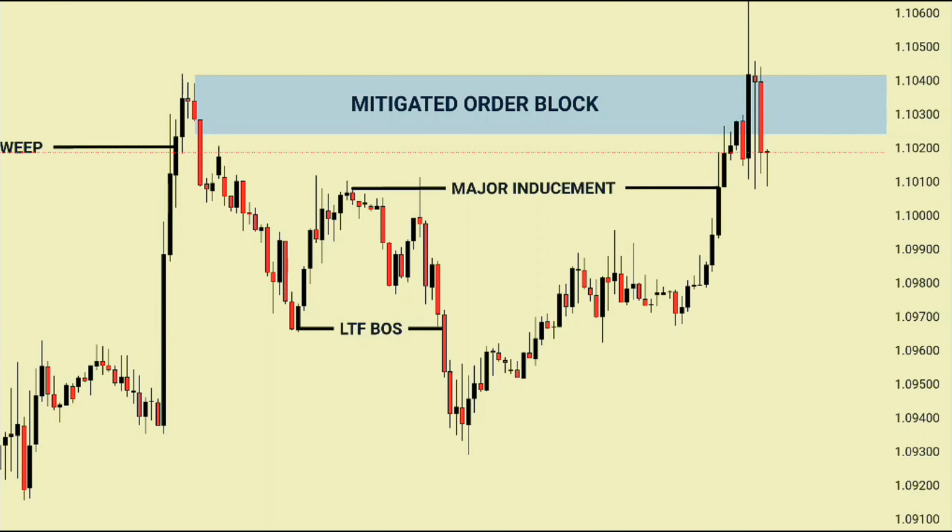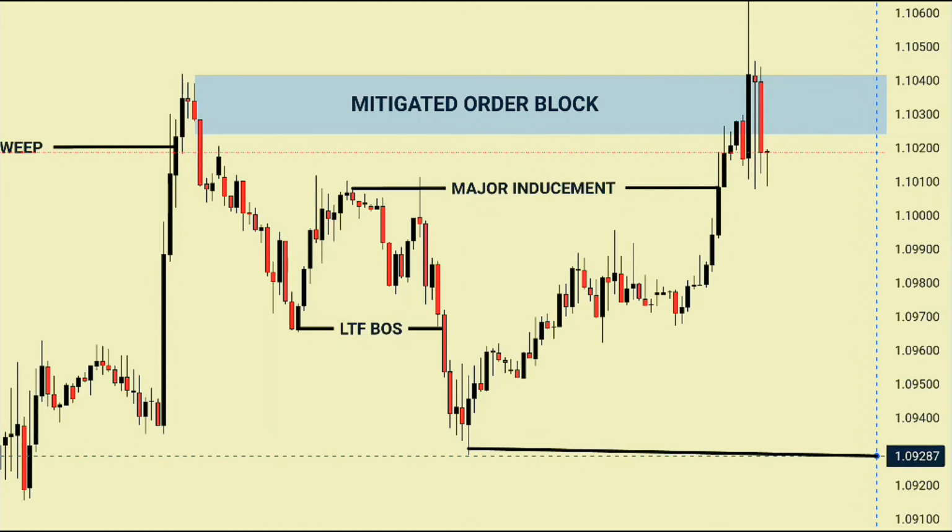During this inducement, retail traders place buy orders and keep their stop losses below recent lows. That creates sell-side liquidity. Smart money uses this liquidity to finish distributing positions. Once enough traders are trapped, price no longer needs to stay high. That's when we see the real move, a strong bearish displacement away from the inducement zone.